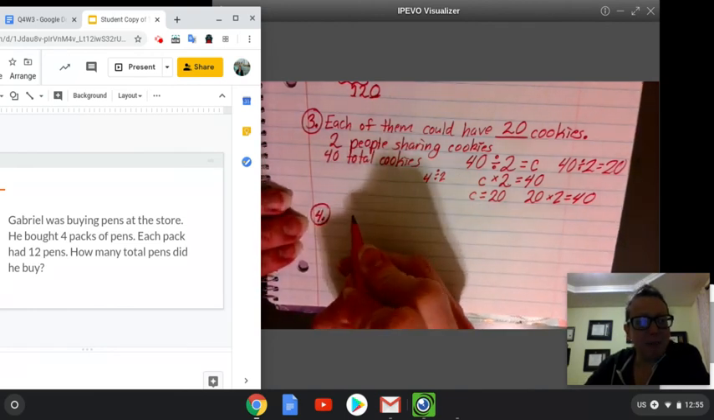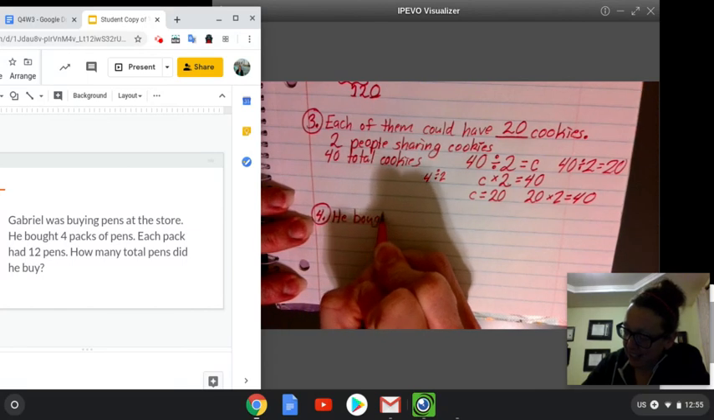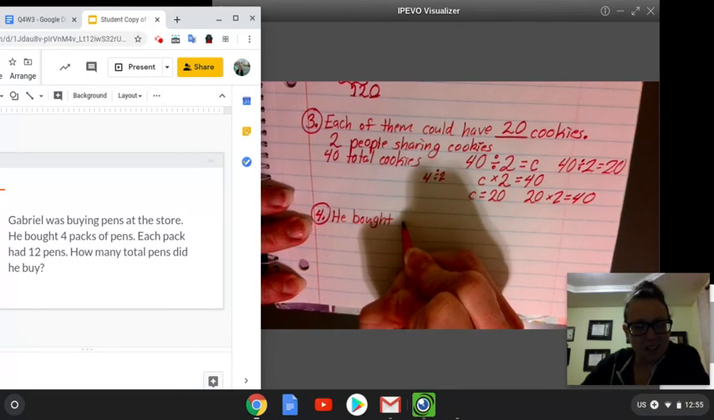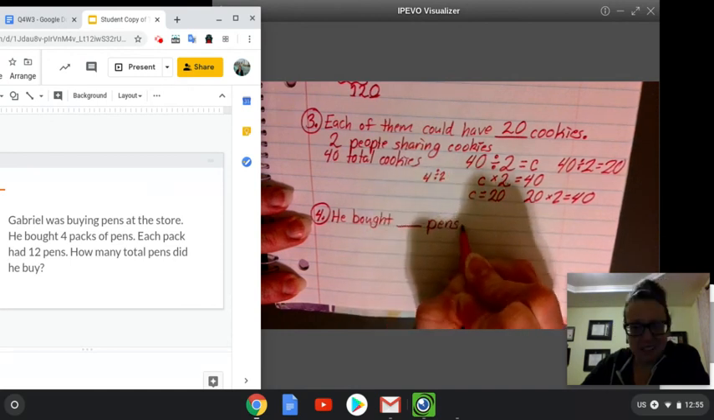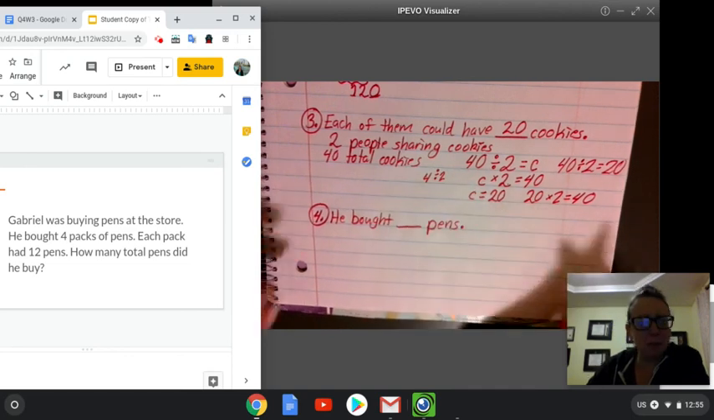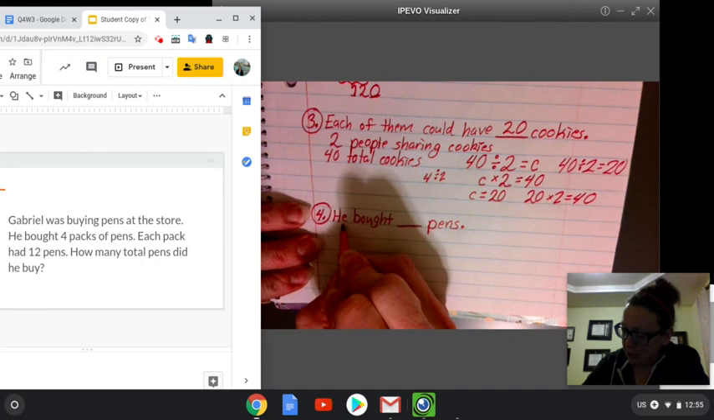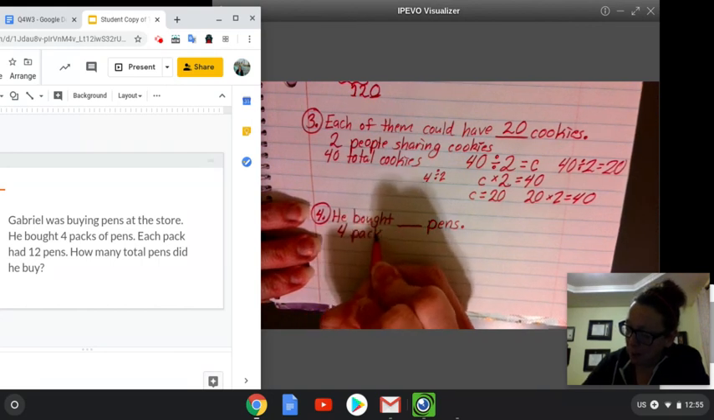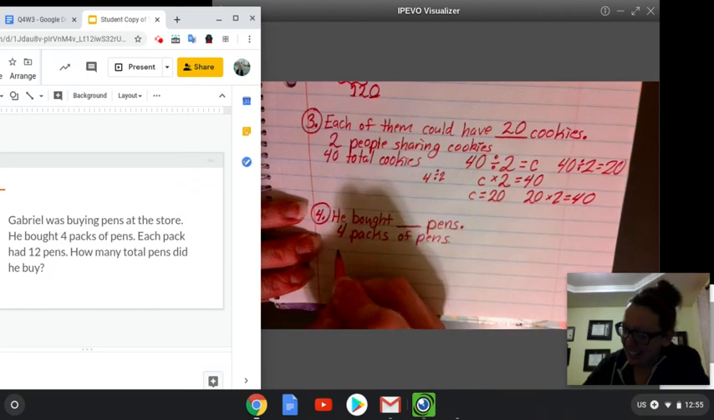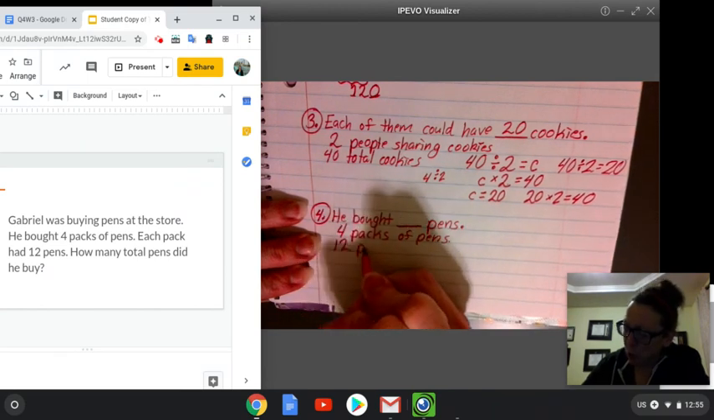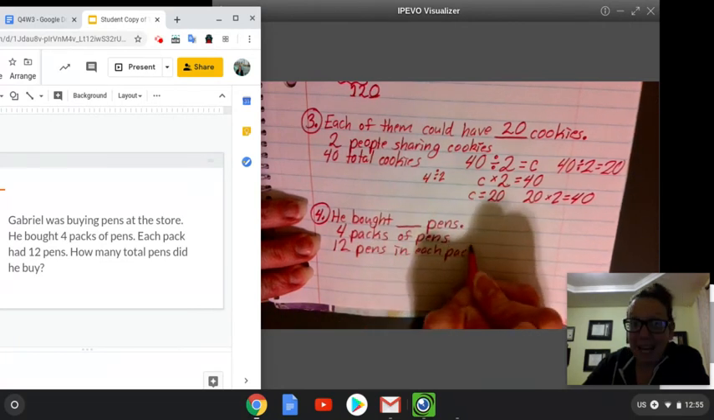It says, how many total pens did he buy? He bought blank pens. So that tells me he bought a total number of pens is what I'm looking for. So I'm looking for a total, and it says he bought 4 packs of pens, and there were 12 pens in each pack.